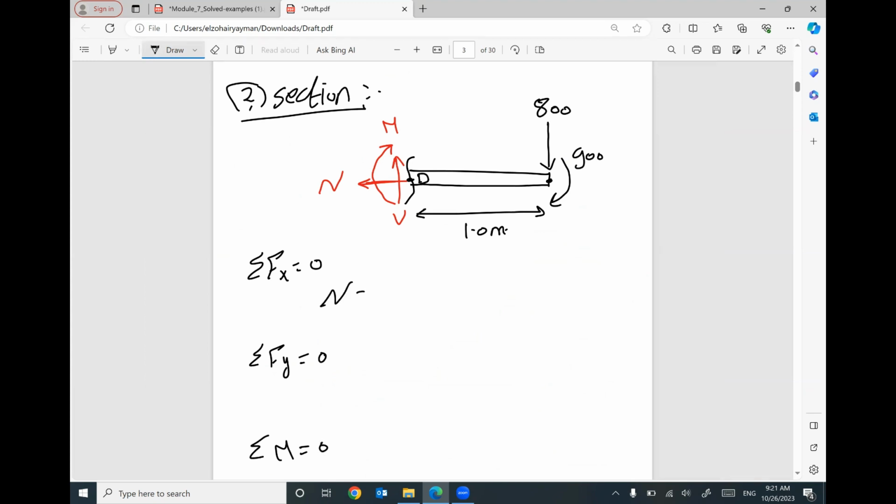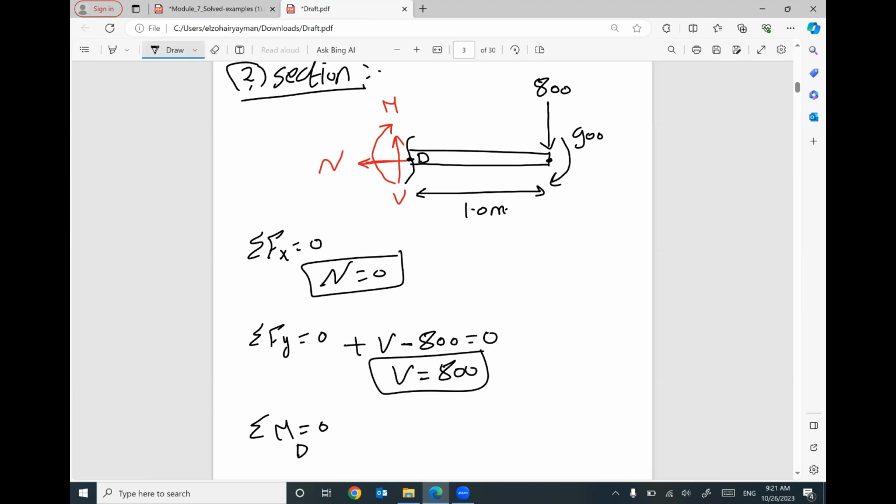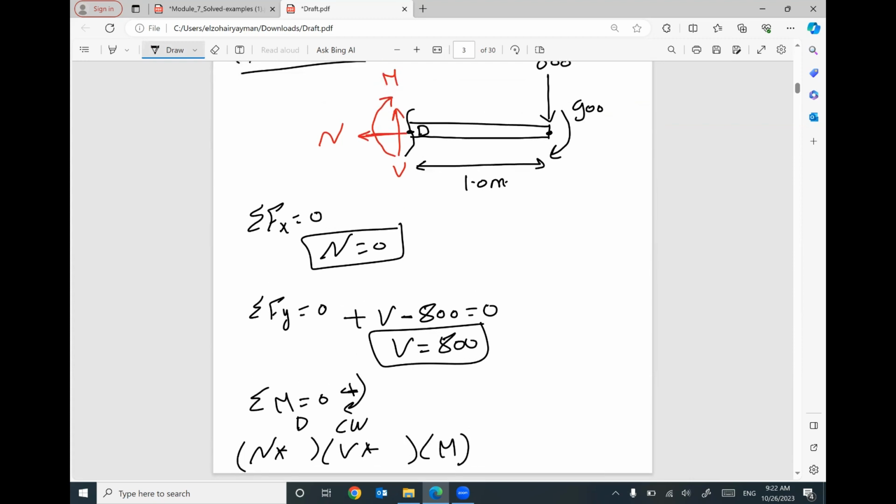I think capital N will be 0. I think positive V minus 800 will be 0. So your V will be 800. If you take moment at D, if you assume clockwise rotation is your positive, so capital N times distance, capital V times distance, your capital M does not need distance, and we have 800 times distance, and we have 900, which does not need distance, equals 0.